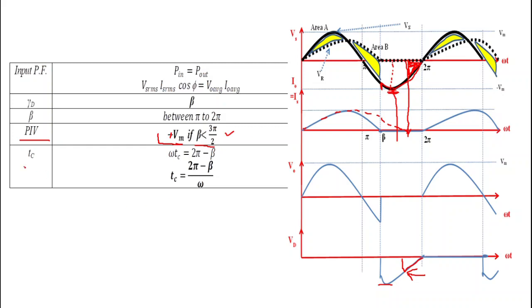Now what is circuit turn off time? Circuit turn off time means time for which the diode is reverse biased, and here we can see that diode is reverse biased for this period. What is this period? Suppose this is beta and this is 2 pi. That's why circuit turn off time is equal to 2 pi minus beta, and we get circuit turn off time that is equal to (2 pi minus beta) by omega.